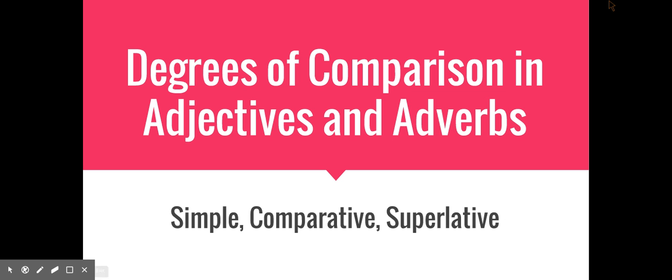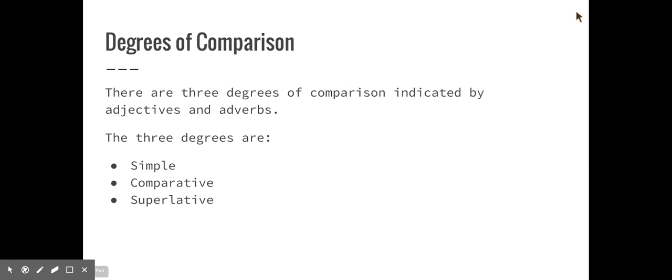Today we're going to talk about the degrees of comparison in adjectives and adverbs. We have three types. They're simple, comparative, and superlative. So the three degrees of comparison indicated by adjectives and adverbs are simple, comparative, superlative.